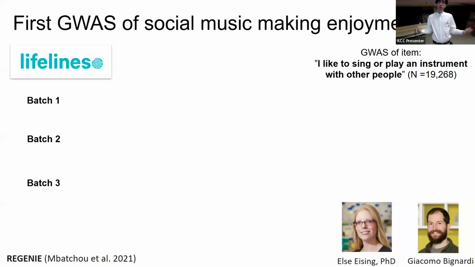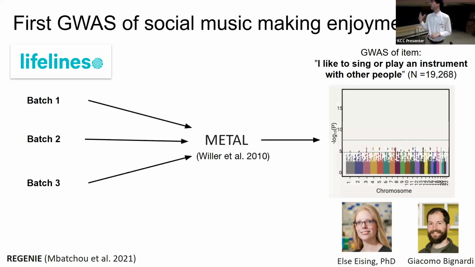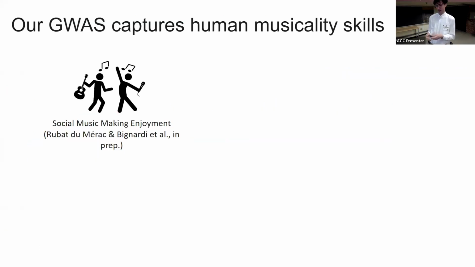Okay, so how did I proceed to characterize this genetic architecture of social music making enjoyment? Still using Lifelines, I recombined 3 different batches of genotyped individuals, conducted a GWAS, meta-analyzed the summary statistics, and then got this final Manhattan plot on over 19,000 individuals for this single item. And so, as you can see, we're all very sad. There are no genome-wide significant hits.